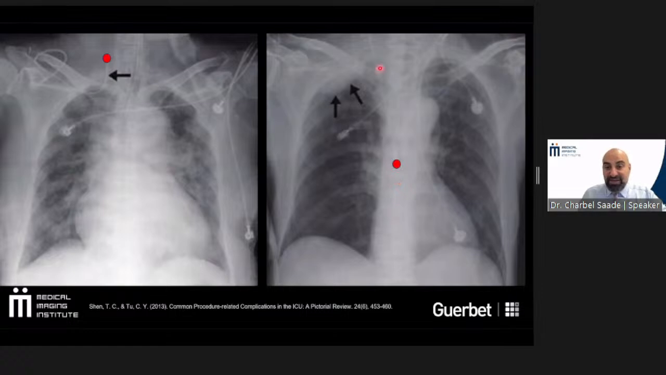Here again, here is another one that comes straight from the central line coming down. It's mispositioned here. It's going down in the arterial system and not in the venous system. And look at this large area of blood. So this is something so subtle that can really affect our imaging.